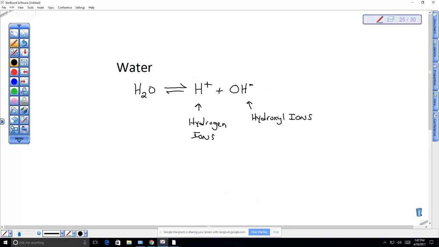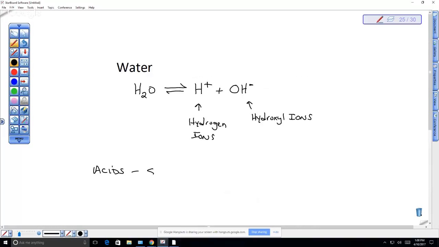Okay. So water actually exists in these two states. Okay. It just kind of goes back and forth, and it kind of equilibrates. Now, these two states are the basis for some characteristics of solutions that are distinguished as being either basic or acidic. Okay, so let's talk about acids.